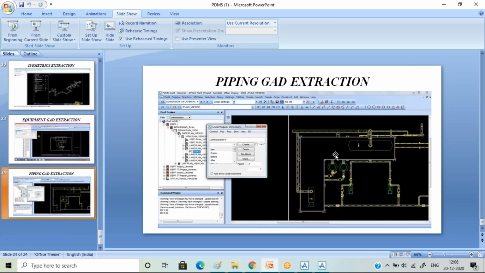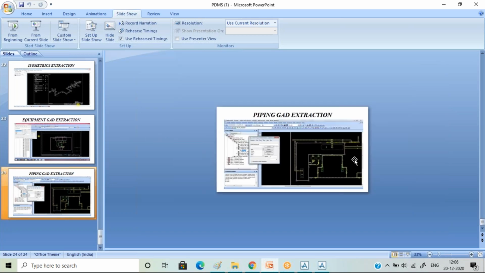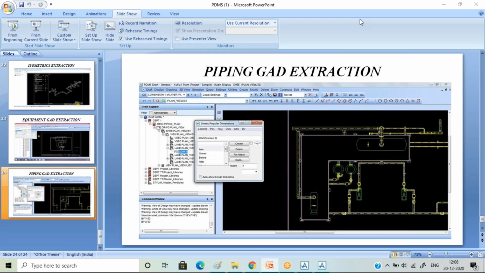So this is a piping JD. Again, your piping JD has to be perfect. You cannot make an excuse for your piping JD and go on to manual work. Your piping JD has to be perfect. The dimensioning has to be absolutely correct.